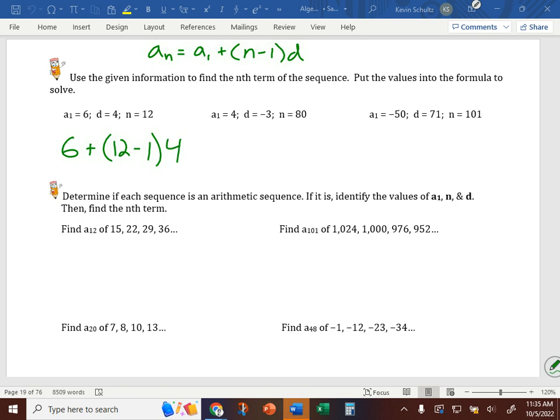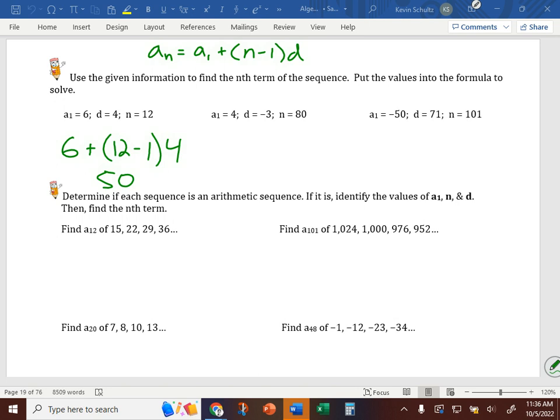Starting with 6 and a pattern of adding 4, find the 12th term in the sequence. So 6 goes in for A1, 12 goes in for N, and 4 goes in for D. And this is what we get. What do you come up with? Paul? 50. Can anyone at this point explain why the formula works?